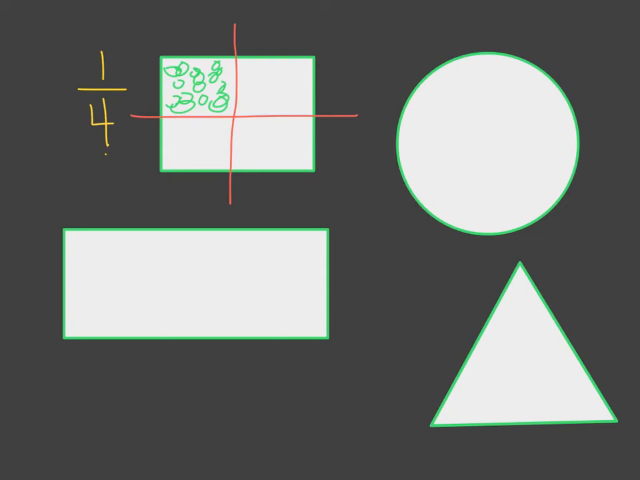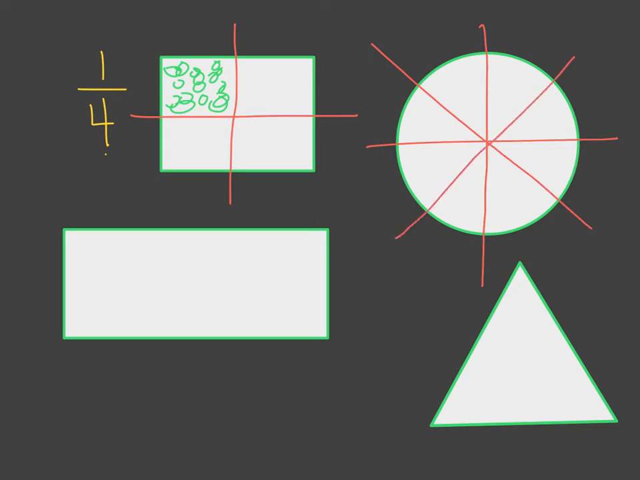Let's take a look at the circle. Let's say this is a pizza, and I am going to share this pizza. Ooh, lots of friends. So I'm going to share this pizza with 8 friends. So I have cut it into 8 equal pieces. So I'm going to draw my fraction bar and then my 8 underneath, because I know I'm working with eighths because I have 8 equal pieces.